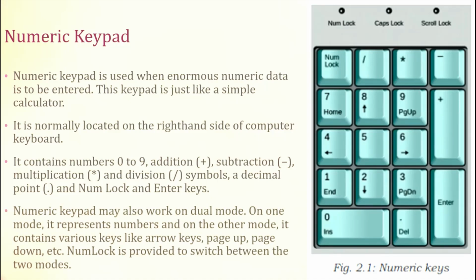The numeric keypad may also work in dual mode. In one mode, it represents numbers, and in the other mode, it contains various keys like arrow keys, page up, page down, etc. Numlock is provided to switch between the two modes. This is the numlock button, which is a toggle key. Once it is pressed, it shows on. Once it is pressed again, it shows off.